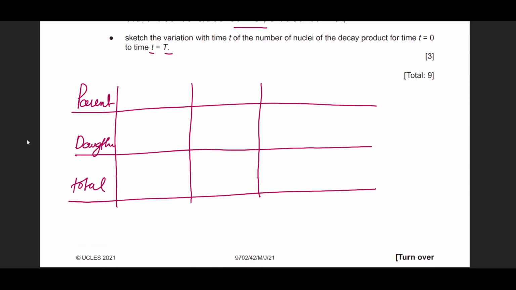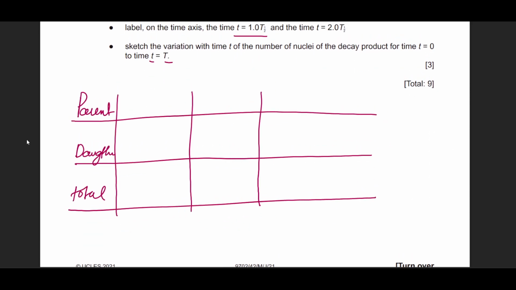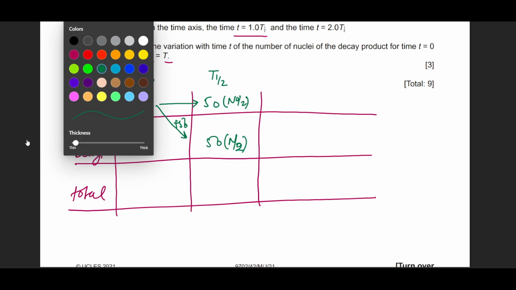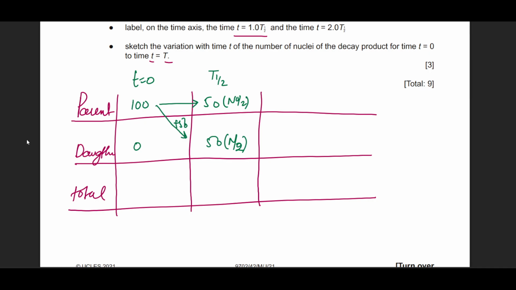Okay, so let's start with 100. Let's say the parents were 100%, the daughter was 0 at time t equals 0. At the first half-life, the parents reduce to half, so they become 50. But where are the rest of the 50 particles? The 50 get added together into the daughter particle, so they become 50. Or in short, this is n by 2, so the daughter becomes n by 2. Now in the next half-life, half of the remaining parents will also decay. So these are going to become 25. This will become n naught by 4.